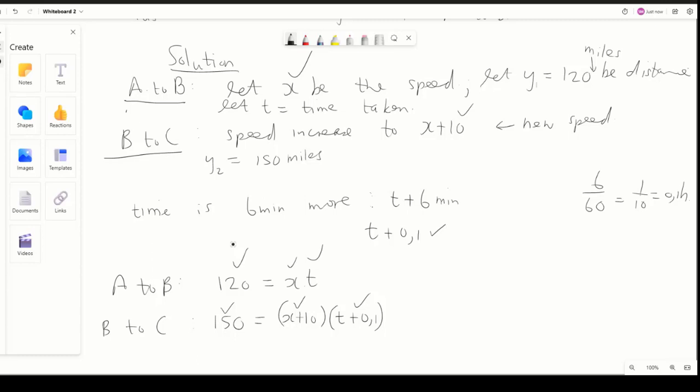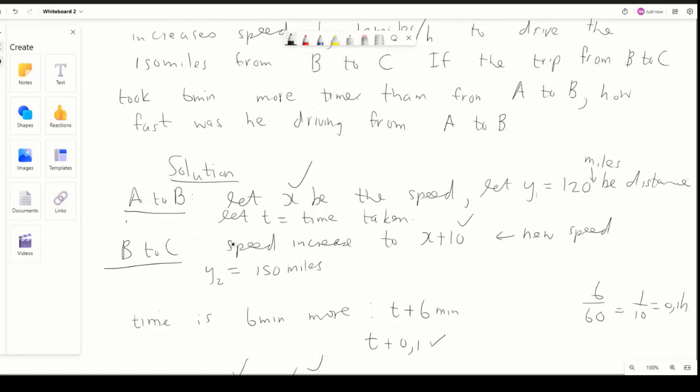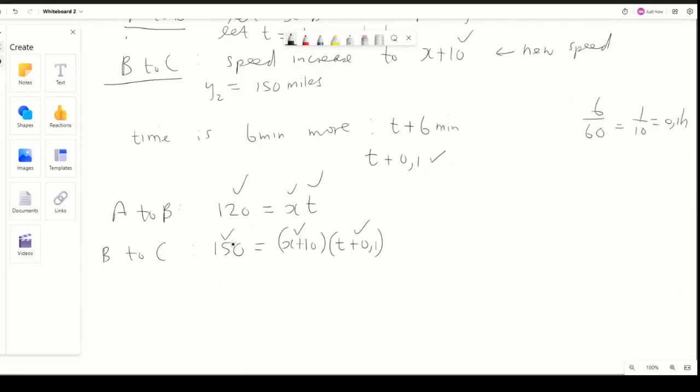Okay, so remember we need to find X. Let X be the speed between A and B. The question asks, how fast was he driving from A to B? So we need to find X, the speed between A and B. The two equations, two unknowns. I'll call this one here equation 1.